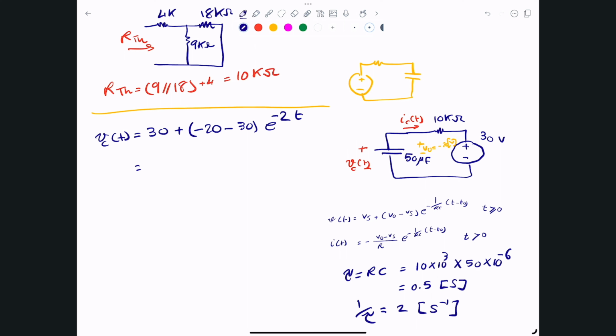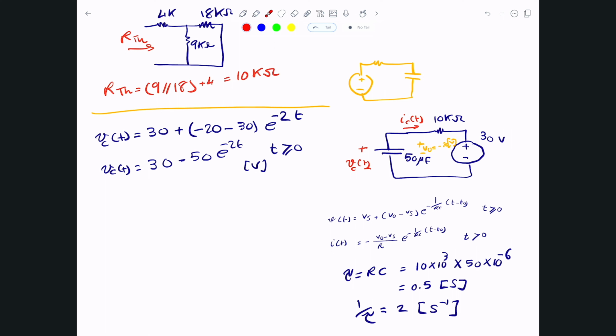So let me do the algebra. That will be 30 minus 50 e to the negative 2t, and that's for t greater than or equal to 0. The unit for that is volts, and that's VC of t. Let's do a very quick sanity check. We know that right before switching and right after switching, the voltage should be negative 20. So let's substitute t equals 0. If t equals 0, the whole exponential goes to 1. That means it's 30 minus 50, which is negative 20. So it's good right after switching.